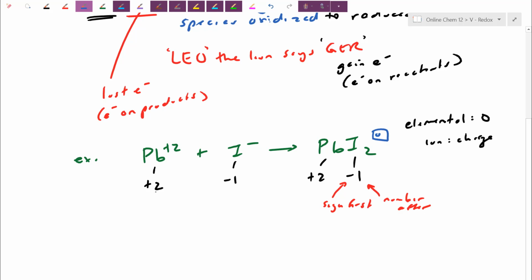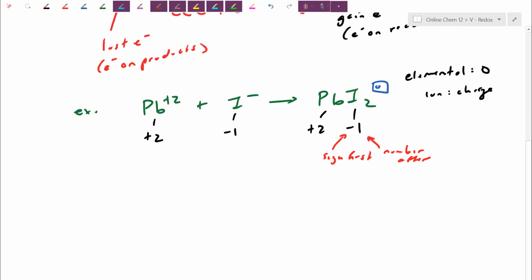In this case, the lead is still +2 and the iodide is still -1. Because there is no change in oxidation number or oxidation state, this is not a redox reaction. And we've learned quite a lot of reactions that aren't redox. We've learned synthesis reactions, decomposition reactions. We've learned acid-base neutralization. Those are other reactions that do not involve electron transfer.